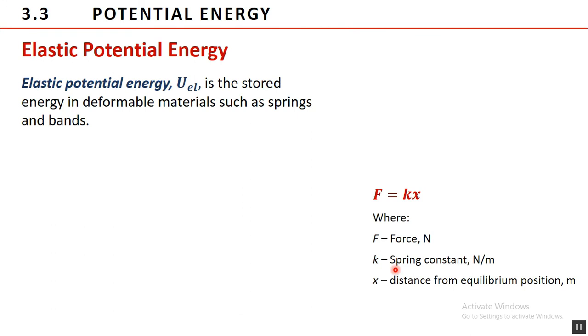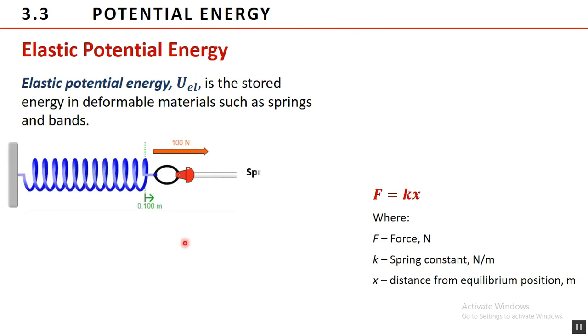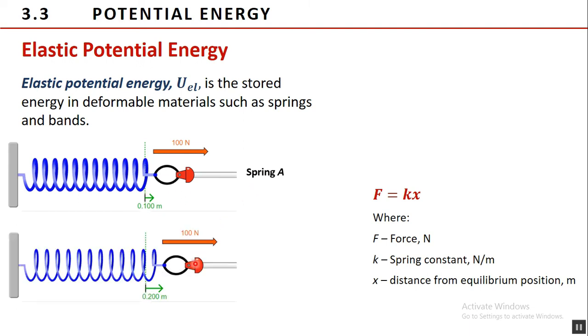Now let us try to understand the meaning of spring constant K. Imagine we have two springs, spring A and spring B. As you can see, they have different diameters. It looks like spring A has a larger diameter than spring B. Spring A stretches by 0.1 meter by applying a force of 100 newtons, while spring B stretches by 0.2 meter applying the same amount of force of 100 newtons. We see that spring B stretches more than spring A.